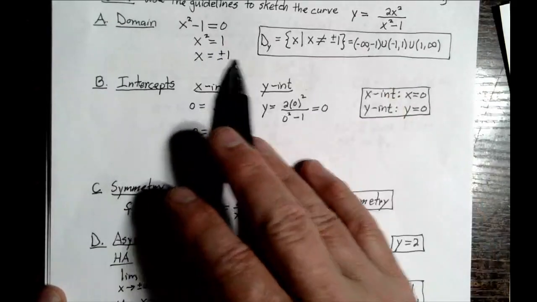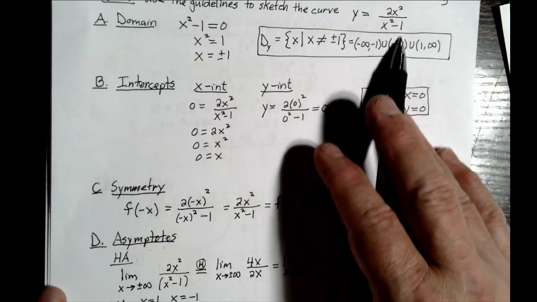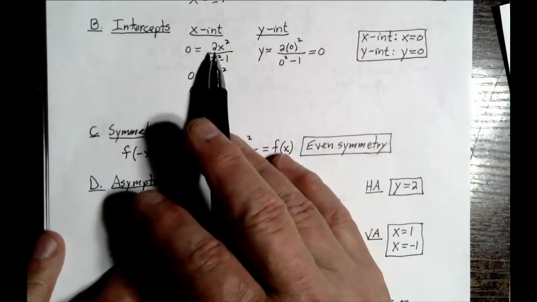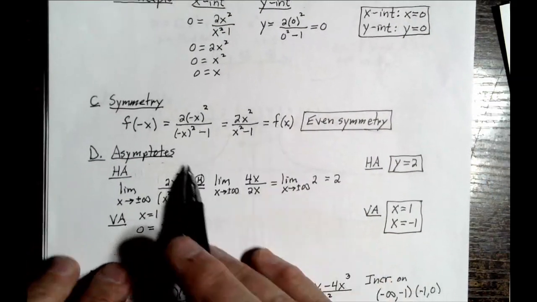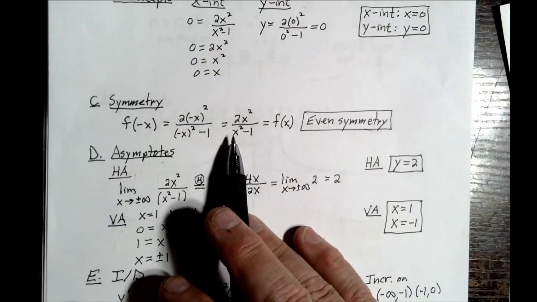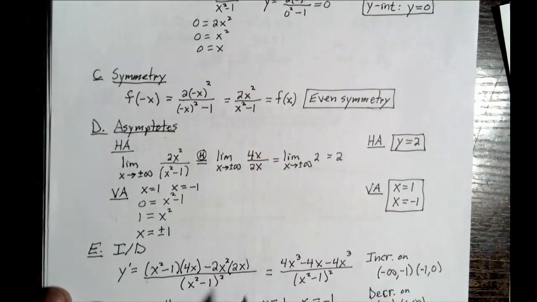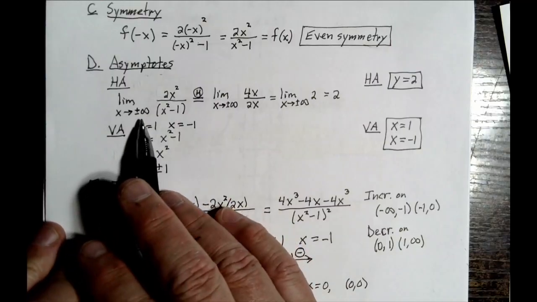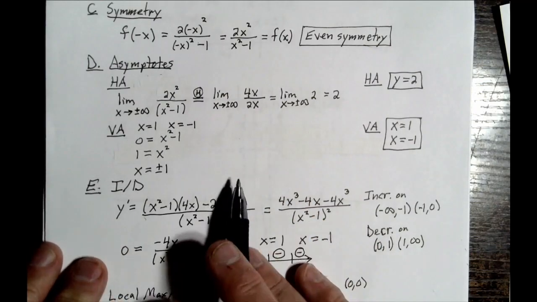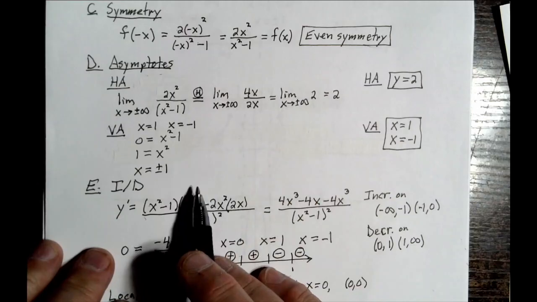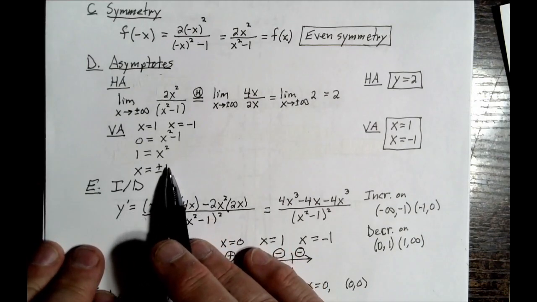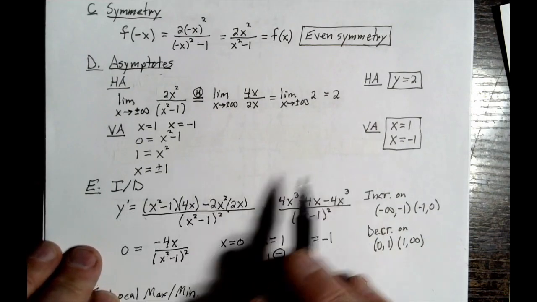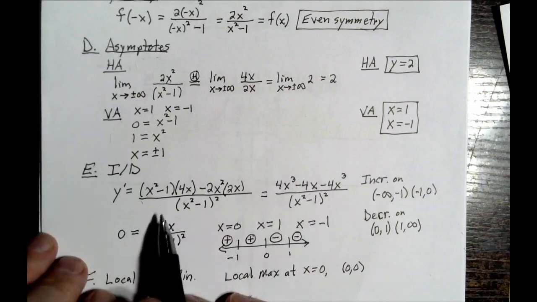First one, your domain is everything but -1 and 1 because you're dividing by 0 there. You find your x and y intercepts. This one is even. Plug in the negative x into the function, you get back the original function. It does have a horizontal asymptote, and you find that by going off to infinity. And you actually invoke L'Hopital's rule there. Vertical, it's where the denominator equals 0, and there's 2 of them, plus and minus 1.